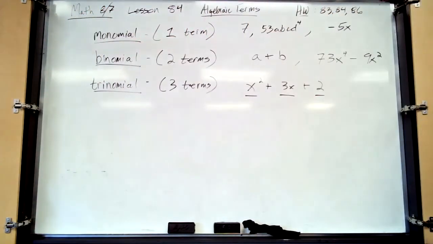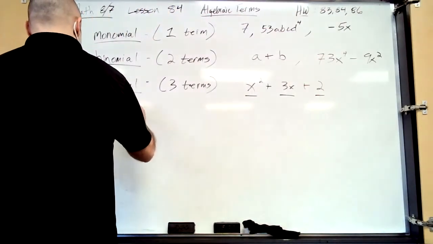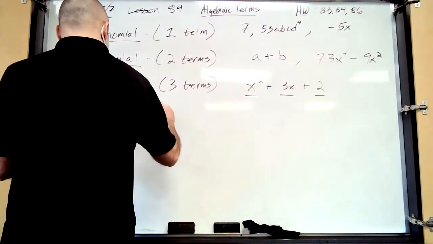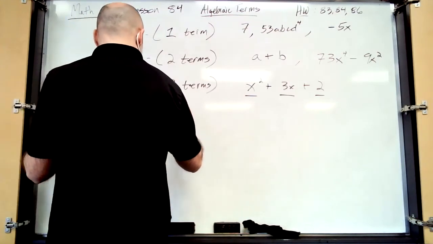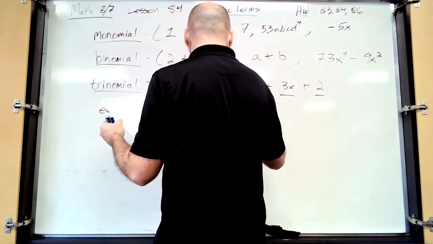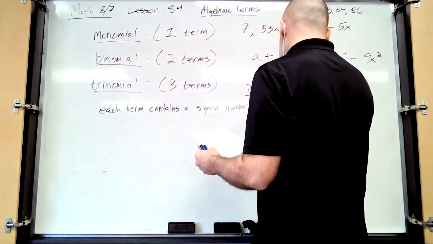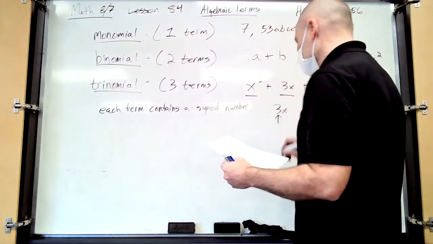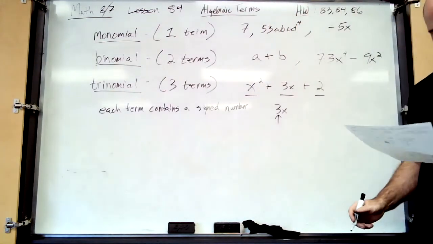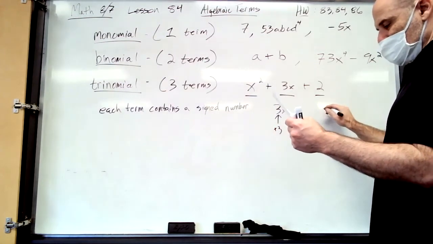Each term contains a signed number. Okay? So this is important to know. Each term contains a signed number. Now, what happens if you don't see a number? Well, let's give an example. So 3x, the signed number there is positive 3, right? That's positive 3.